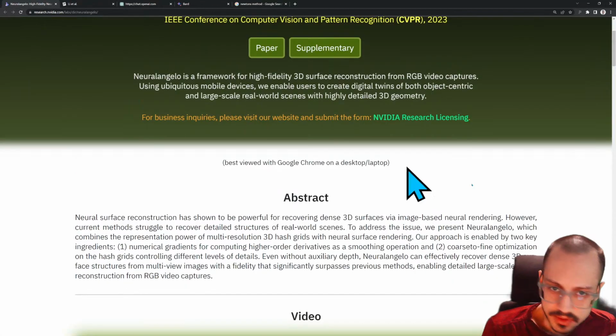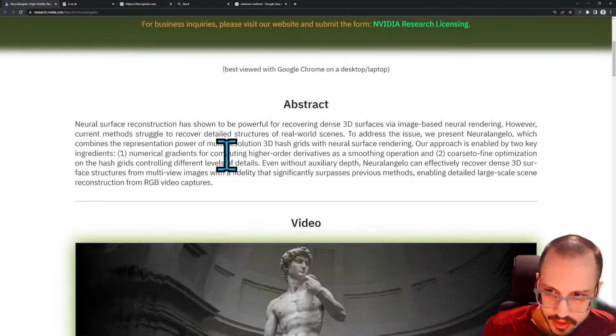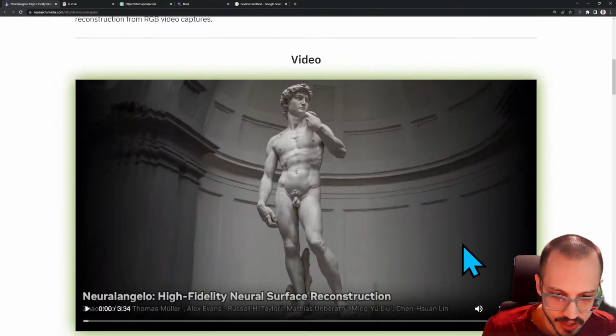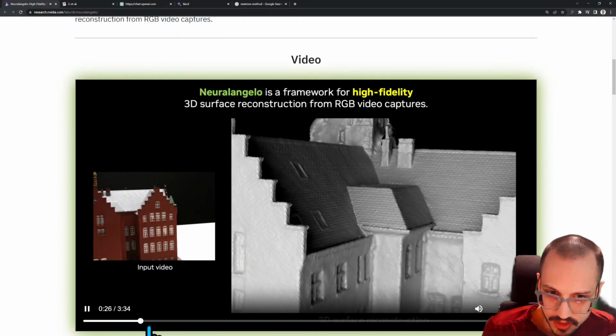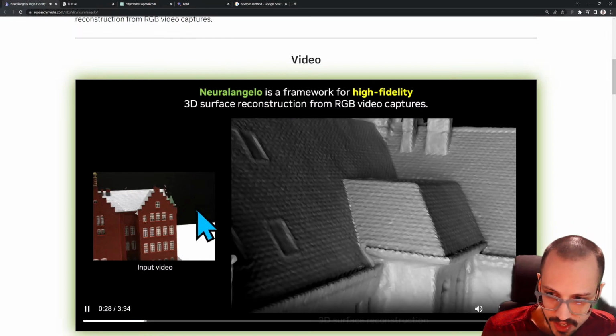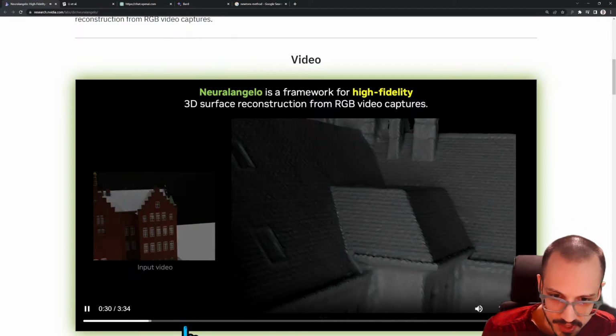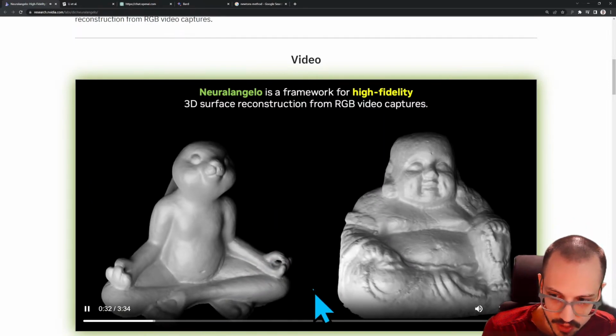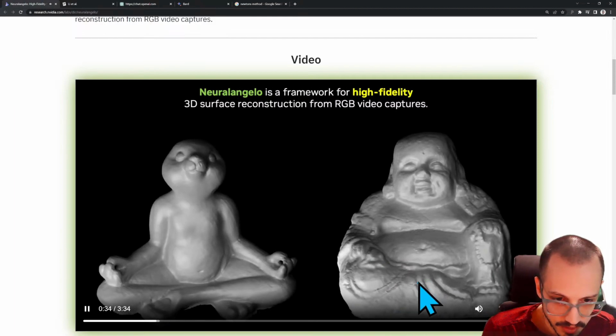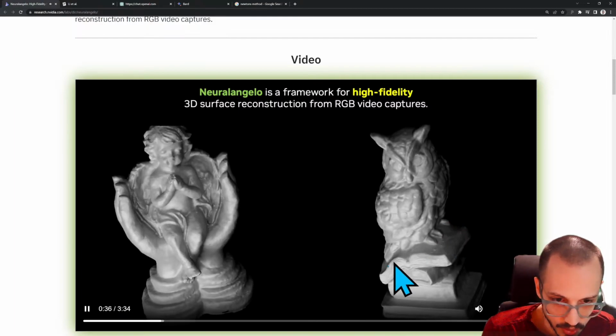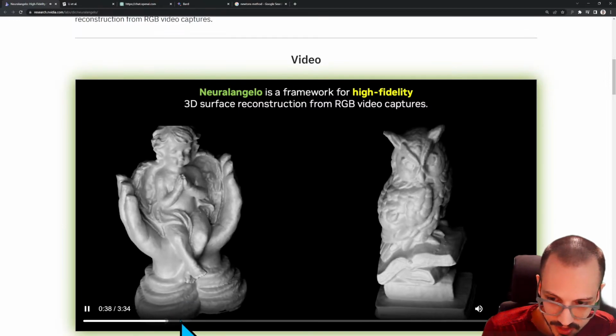All right, so pretty straightforward abstract there. I think we have a pretty good idea of what we're doing. Let's look at some of their stuff here. Here you have, I guess, the input video is this picture of a house, and they're showing you how good the details are. Obviously, you see all the little chips, all the little edges and holes and nooks and crannies on these objects.